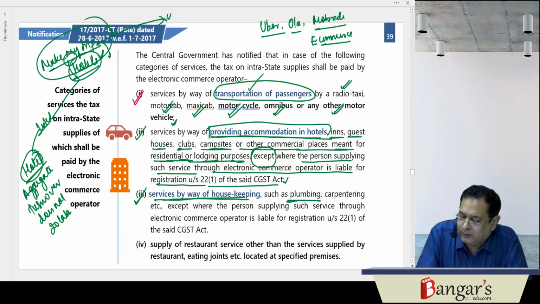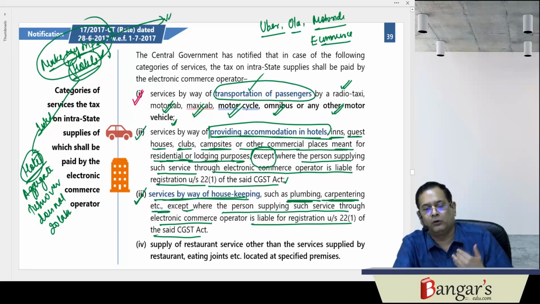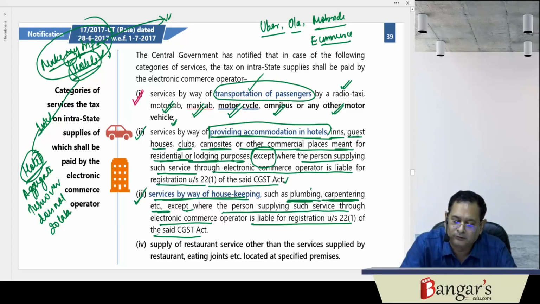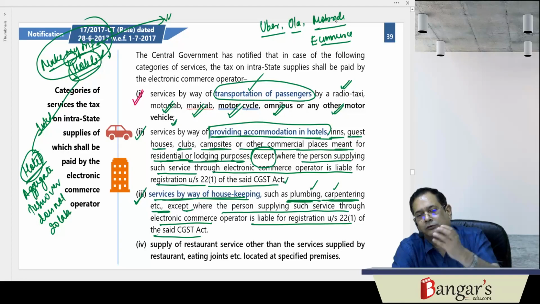Then services by way of housekeeping, such as plumbing, carpenting, etc., except where the person supplying such service through ECO is liable for registration under 22(1) of the CGST Act. So housekeeping services have been notified. So if there are small plumbers, carpenters, etc., they can get themselves registered, okay, at the ECO's website, and then they start providing the service.